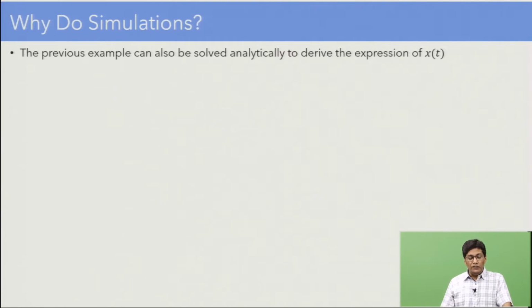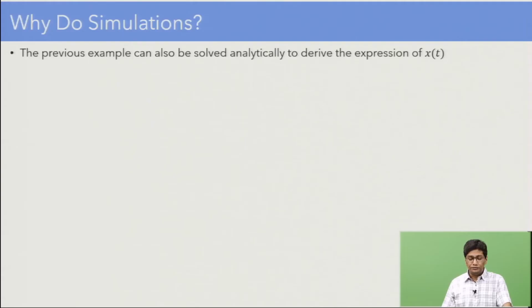So, the previous example which you saw can also be solved analytically to derive the expression of x t. This was a very simple system. You can write the differential equations and solve them, and you can actually get the x and v in terms of time t. And if you solve it, you will find that this is actually similar to simple harmonic motion, and the x t is nothing but a cos or sine function.